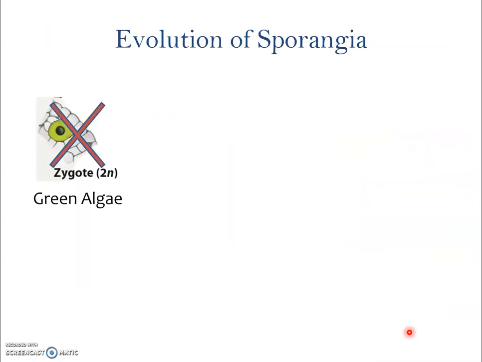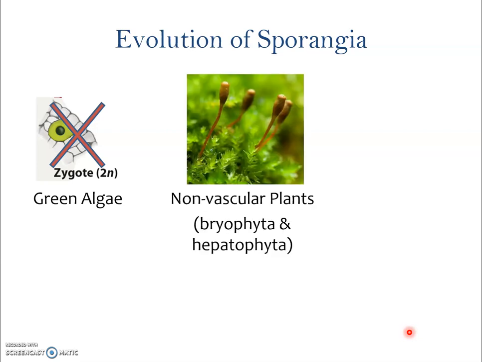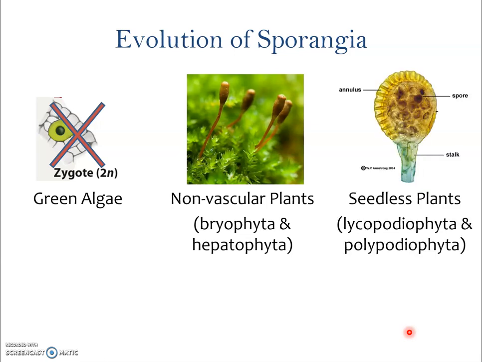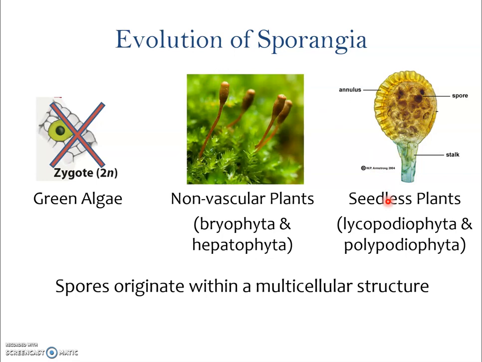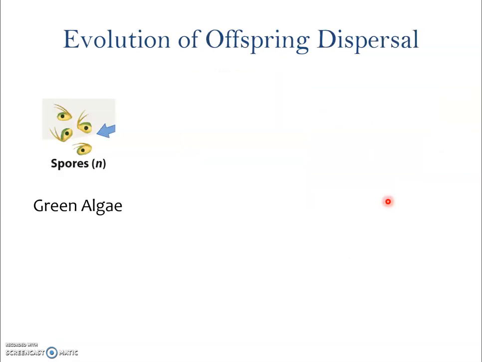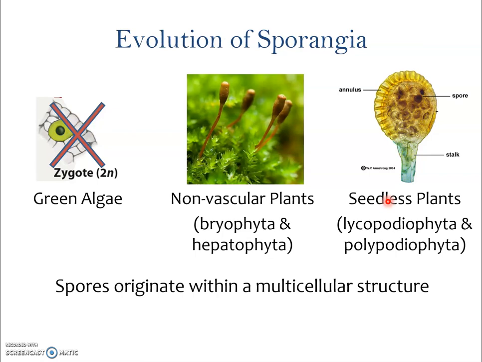Okay, let's think about sporangia. In the green algae, no such thing. We have our single zygote, our diploid cell divides by meiosis, makes spores with flagella, and they just swim away. We don't have any structure that holds on to the spores at all. In the non-vascular plants, we had those terminal sporangia. In our seedless vascular plants, we had the lateral sporangia. In all cases, in these plants, we've got essentially a stalk with a capsule at the top that holds on to the spores. So the spores originate in this multicellular structure, they mature there, and then they're released from there.